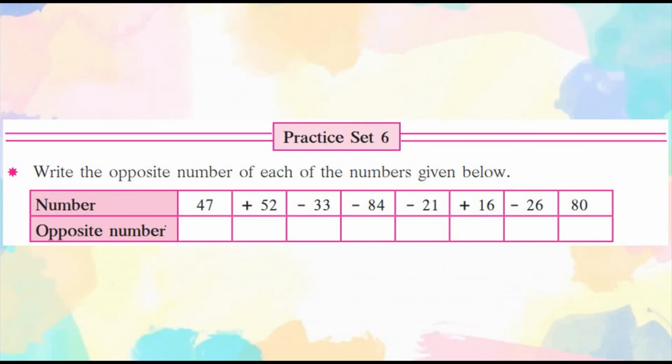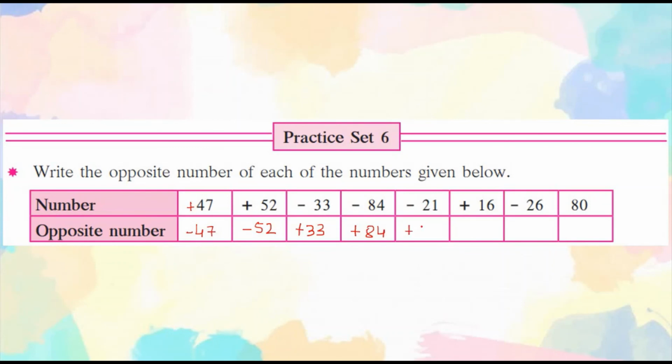So number we have 47. Opposite of 47. Now 47 means +47. At the beginning I had told you all that whenever a number is mentioned and they do not mention any sign, it is a positive number. So the opposite of +47 will be -47. Similarly, second, +52 will be -52. Third, -33. Now we have minus, so the opposite number will be +33. The fourth one, -84 will be +84.